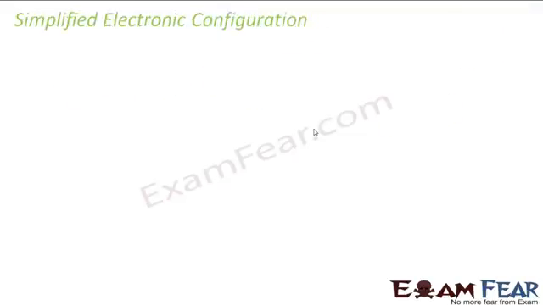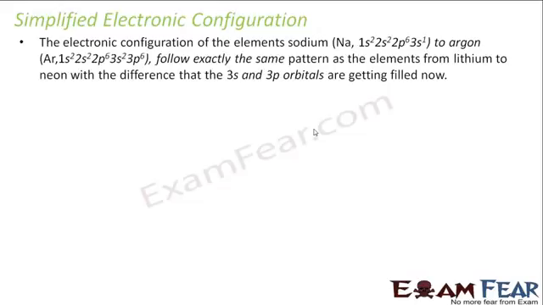Now we'll see some simplified electronic configuration. If you try to find the electronic configuration of sodium, you'll find it comes out to be like this: 1s2, 2s2, 2p6, 3s1. Correct? Because after neon we have sodium. So this is neon, then we have sodium. And argon comes like this: 1s2, 2s2, 2p6, 3s2, 3p6. So you see, this part is common in both cases, right? This part 1s2, 2s2 and 2p6.